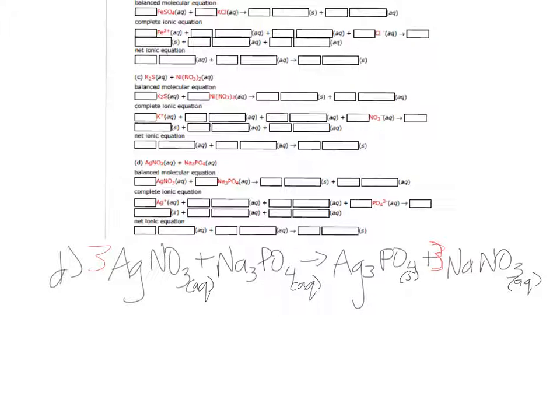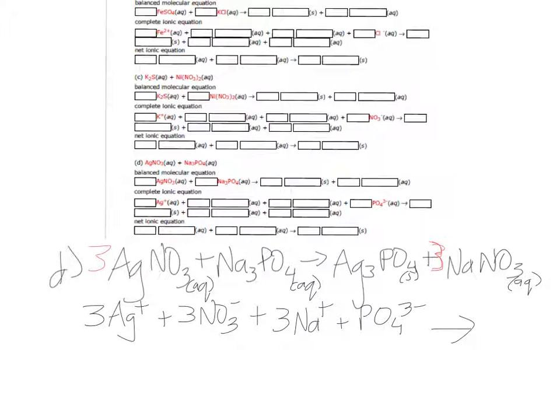Now let's move on to the complete ionic equation. As always, we break apart salts which are aqueous. So anything that is a strong electrolyte and aqueous gets broken apart. Since every species in this equation is an ionic compound or a salt, we'll break it apart. So starting with silver nitrate, we have 3 silver ions and 3 nitrate ions. With the sodium phosphate, 3 sodium ions and 1 phosphate ion. That completes the reactant side of the equation.